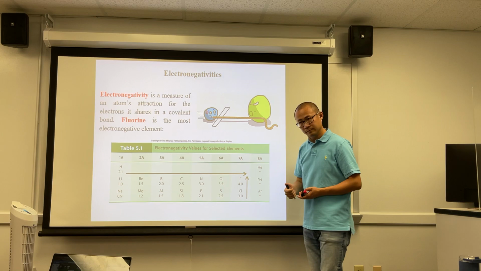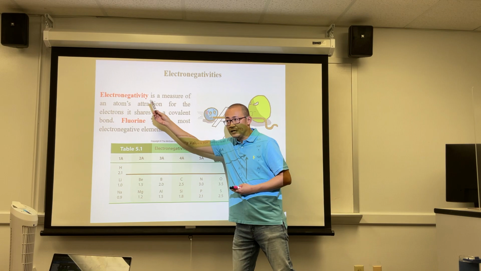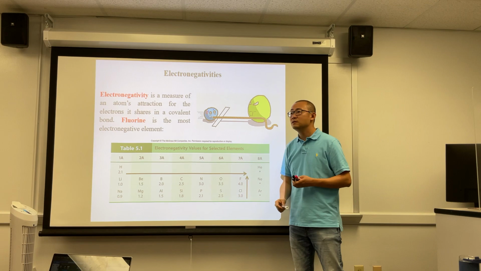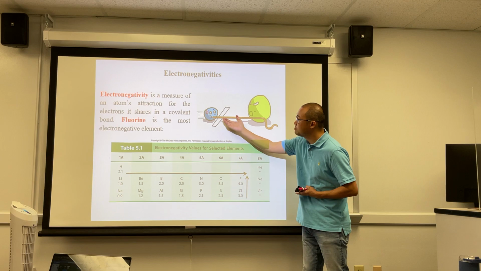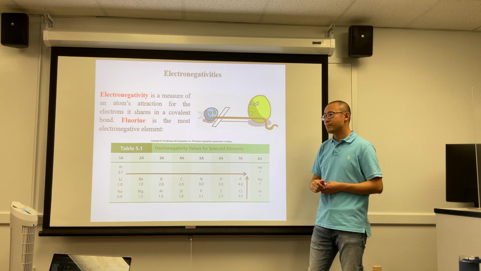So in other words, in a covalent bond, atoms may have different electronegativity. What is electronegativity? Again, the attraction of electrons. Some may share more, some may share less. The one that shares more is the one with greater electronegativity. The one that shares less is the one with smaller electronegativity. Does it make sense, guys?